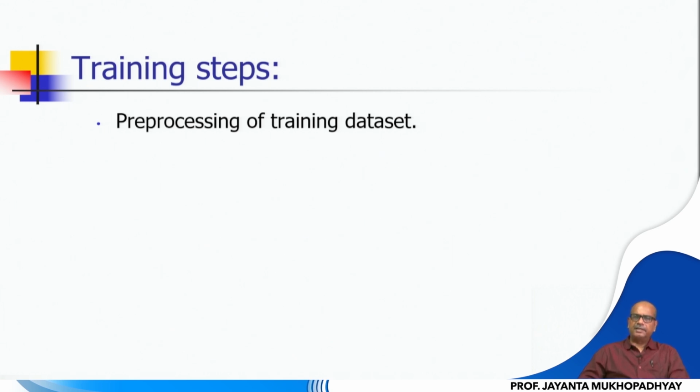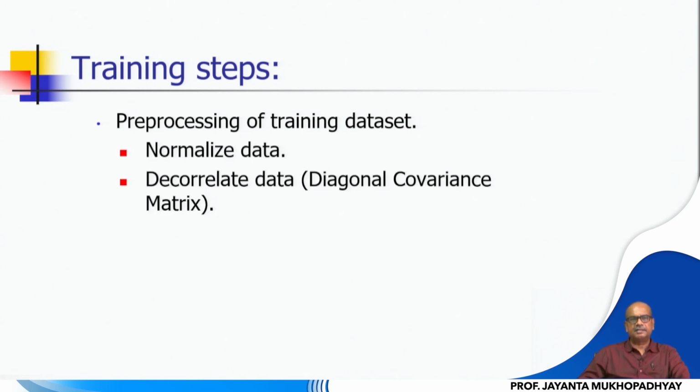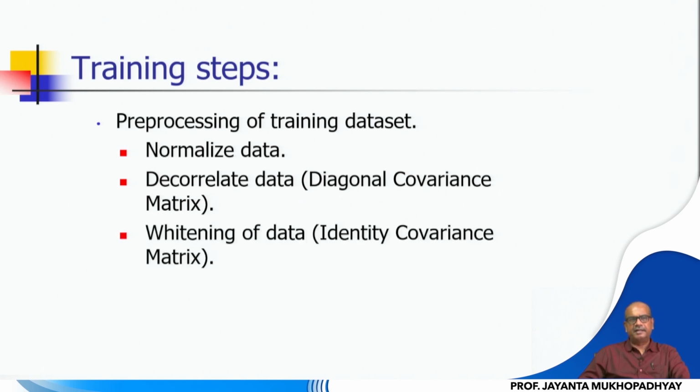So finally, just to summarize this deep neural architecture, the training steps are the same as the training of any artificial neural network, which means you should preprocess the training data set. You can normalize the data, you can decorrelate data, and you can whiten the data. These are the transformations. For decorrelation, you try to make the covariance matrix diagonal, and for whitening it should be the identity covariance matrix. And you should also subtract the mean. That is the kind of normalization of your data set.